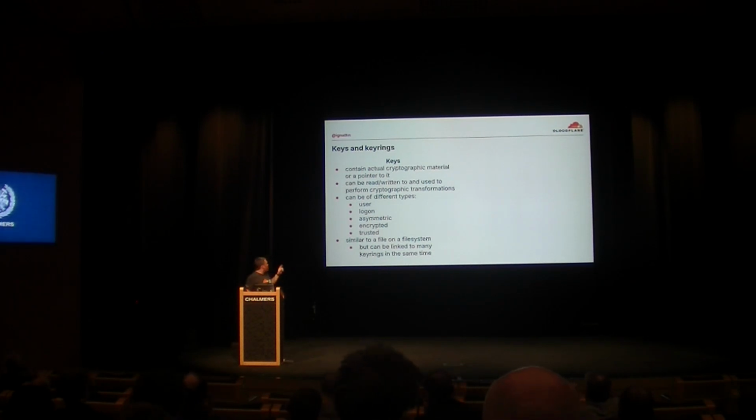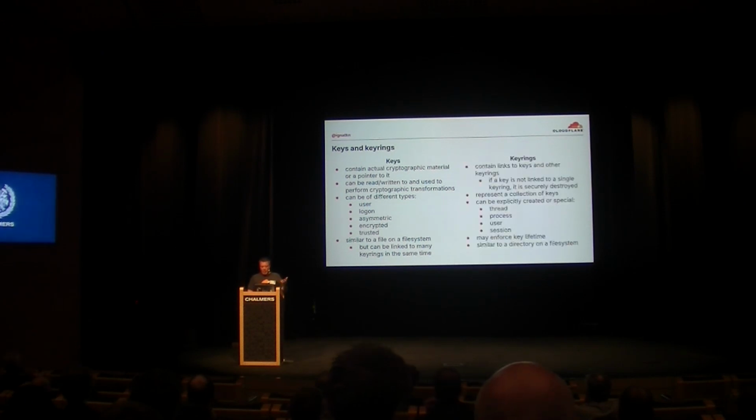There are several key types. I will briefly go over them later: user, asymmetric, encrypted, and trusted. They are similar to a file in the file system with the actual key contents. Keyrings basically contain links to keys and other keyrings, and they represent a collection of keys. You can explicitly create a keyring, or you get some system default keyrings, which I'll describe a little bit later.